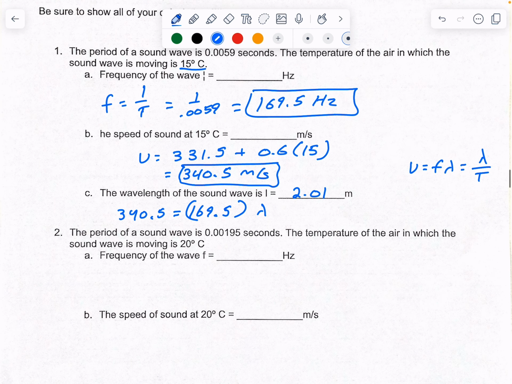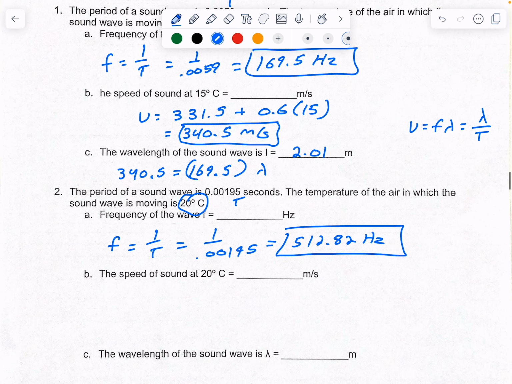Number two, we're going to practice it again. The period of a sound wave is 0.00195 seconds, so there's your big T. I gave you a temperature of 20 degrees Celsius. What's the frequency? F equals 1 over T, so 1 divided by 0.00195, and I get 512.82 hertz.